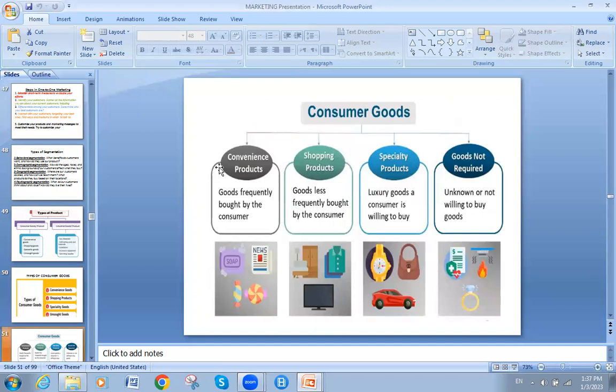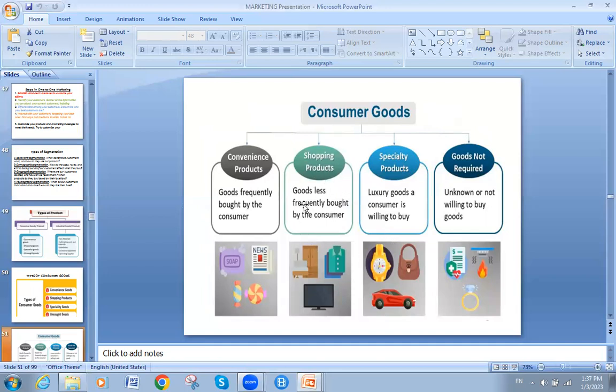Let's see. The convenience products are goods frequently bought by the consumer. It's around the corner, it's very cheap. The frequency of buying them is high, but you buy little of them every time. Like the newspaper, the soap, the candies, the cigarettes, everything you find in the convenience products.